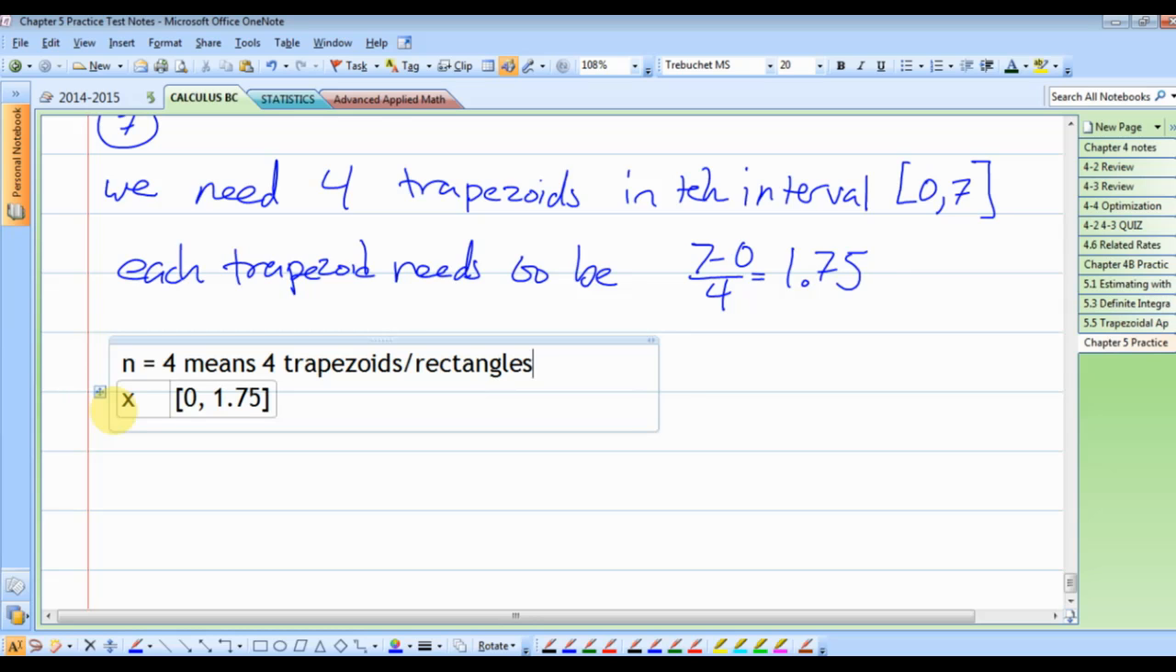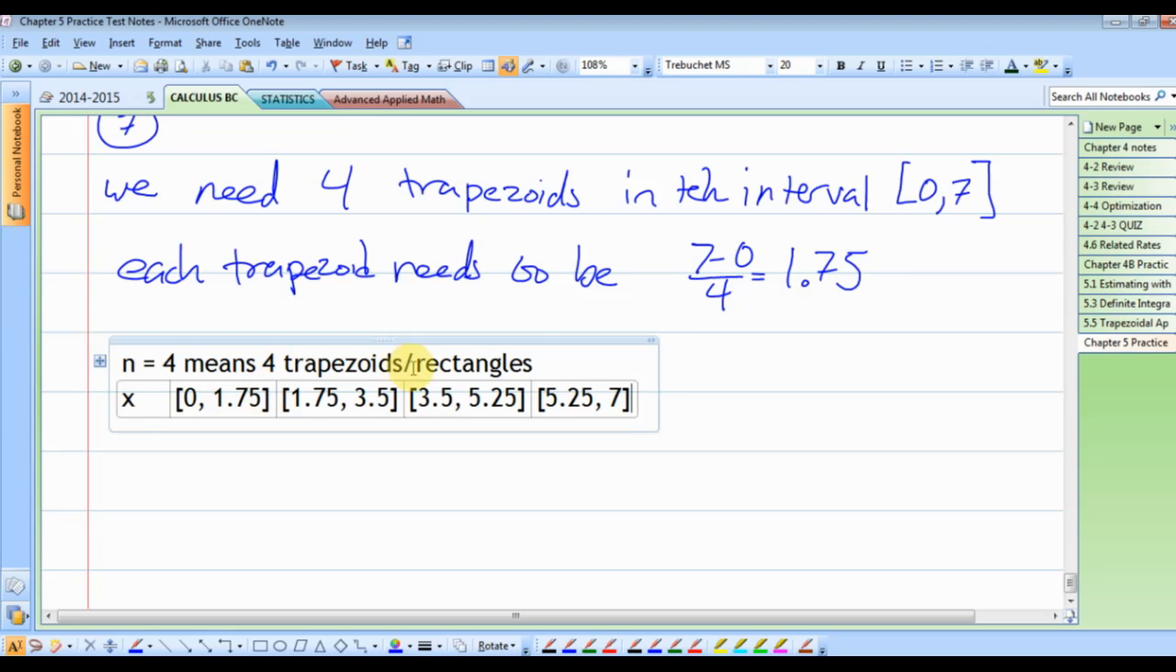Okay? Alright, so we're gonna go back here, we're gonna make our intervals. Second interval is 1.75 to 3.5. Next one is 3.5 to 5.25. Last interval is from 5.25 to 7. Great.